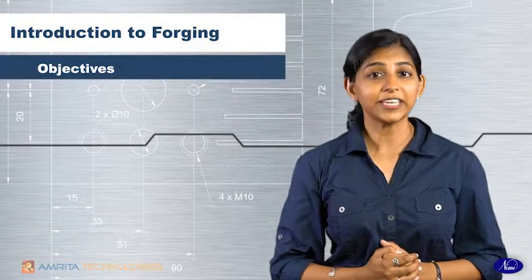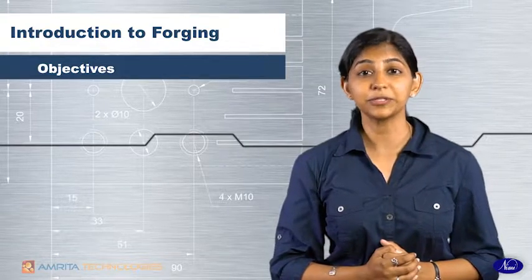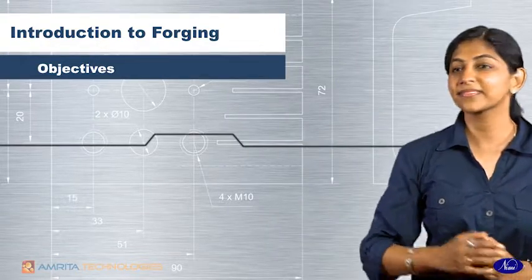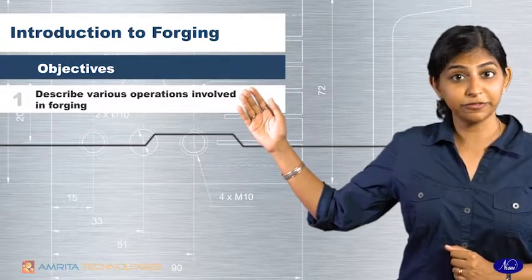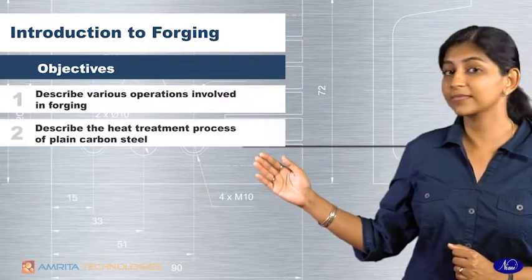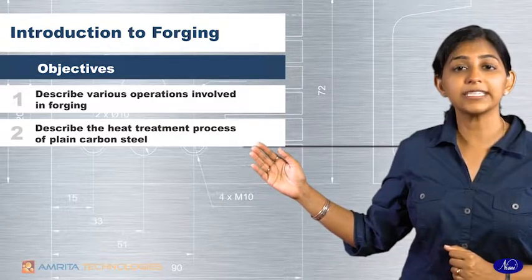Let's now look at the key objectives. At the end of this session, you will be able to describe the various operations involved in forging, describe the heat treatment process of plain carbon steel.